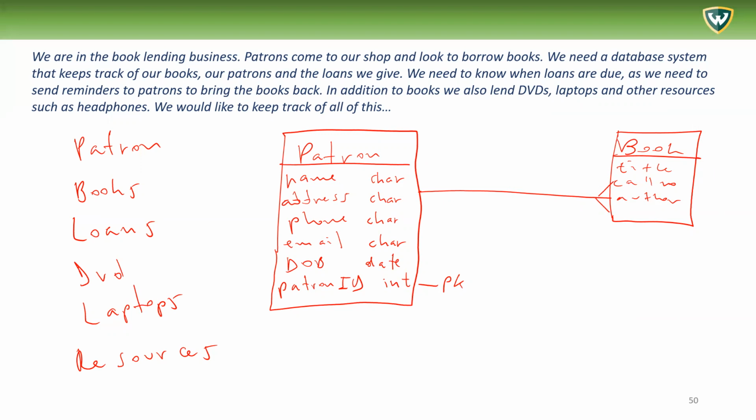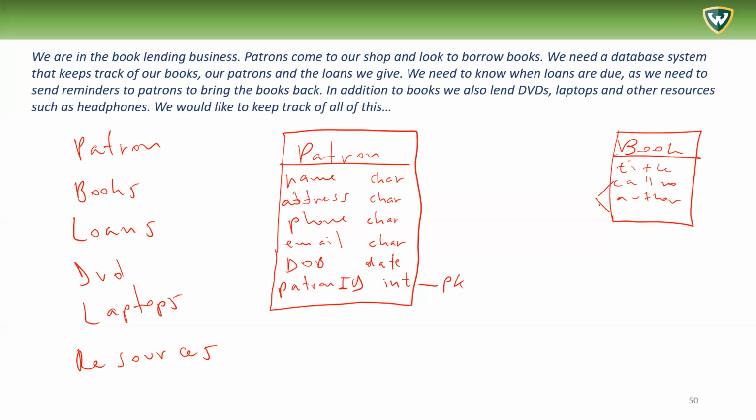Each book, the same book can be lent to how many patrons? Oh, many. The same one book can be lent to many patrons. Not at the same time, but over time for sure. And you see, oh, this is a many-to-many relationship. Now, we cannot really implement many-to-many relationships in an RDBMS. We need to break them up and create an associative entity. That's the rule. You break up the many-to-many and create an associative entity.